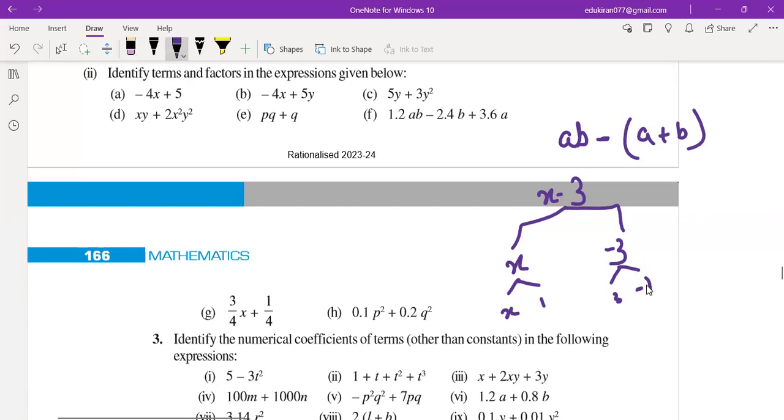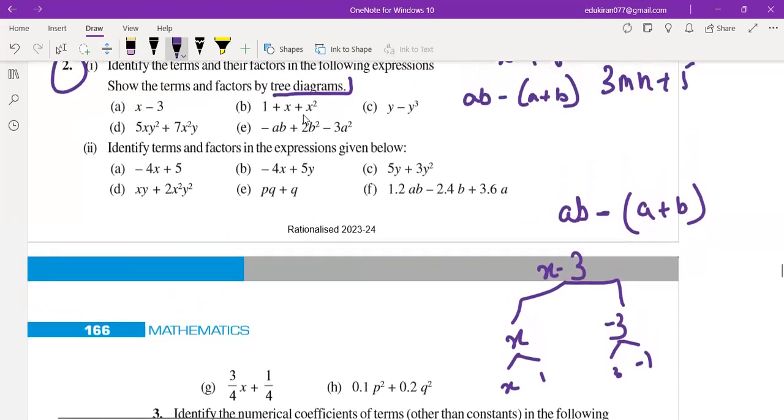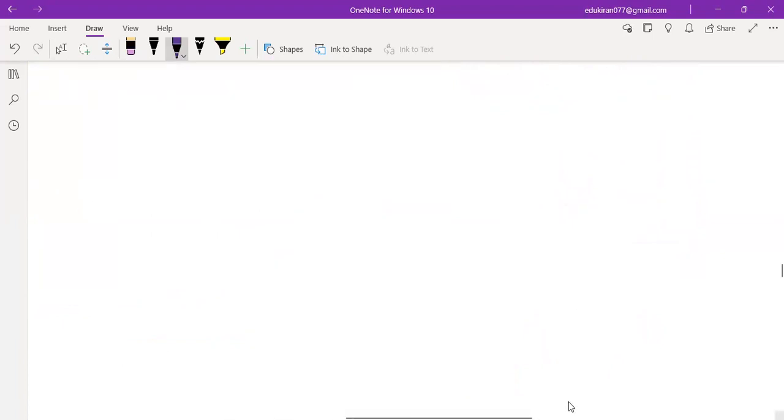So this is how you have to do the tree diagram. For the second one, I'm going to draw the tree diagram for all of it. So first I have drawn. Any problem in the first? No, ma'am. Okay, coming to the second one.